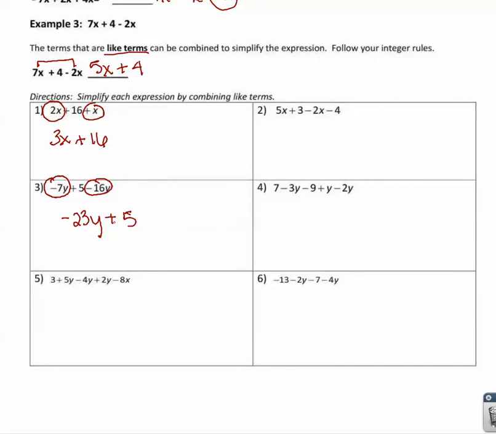Okay, so in number 5, my like terms, all my y's, I have a positive 5y, a negative 4y, and a positive 2y, and then my 3 and negative 8x. So when I look at this, my negative 8x is going to go first because x comes before y. And then when I combine these three, I get 5 minus 4, which is 1y. 1y plus 2y is 3y. And then my constant of a positive 3. So that'll be plus 3.